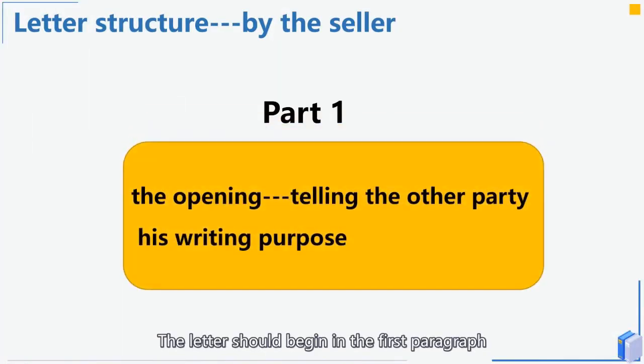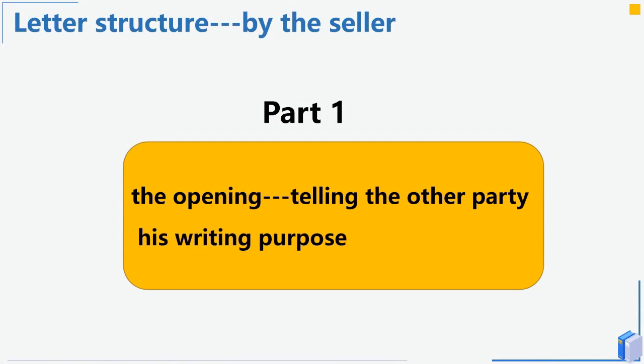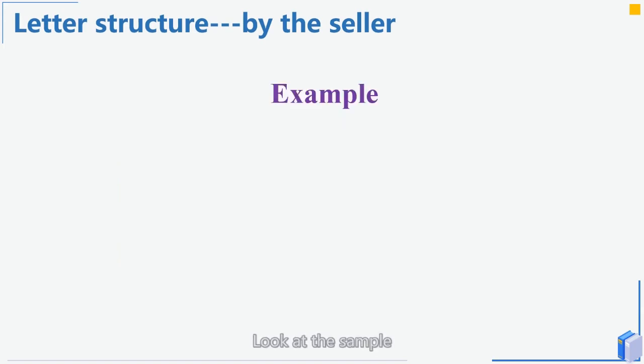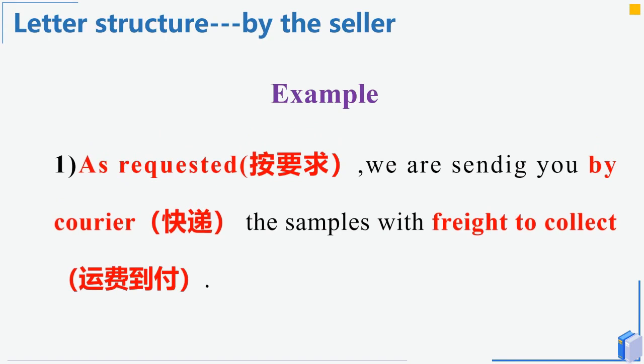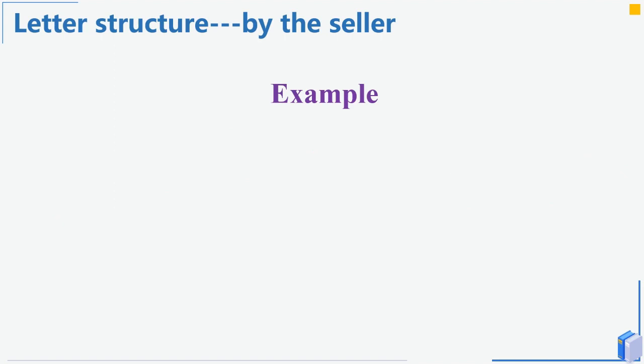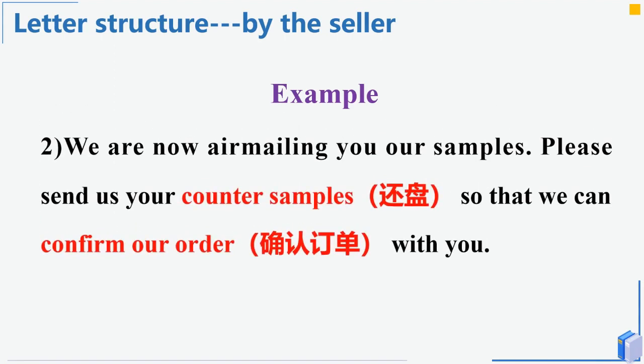The letter should begin in the first paragraph by telling the other party the writing purpose. Look at the sample. As requested, we are sending you by courier the samples with freight to collect. We are now airmailing you our samples. Please send us your counter samples so that we can confirm our order with you.